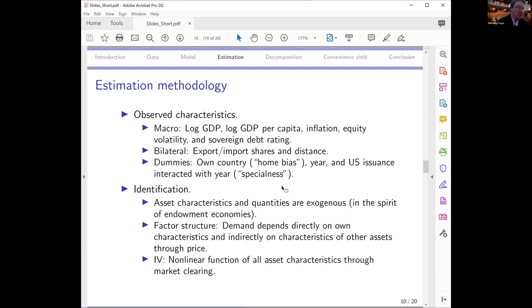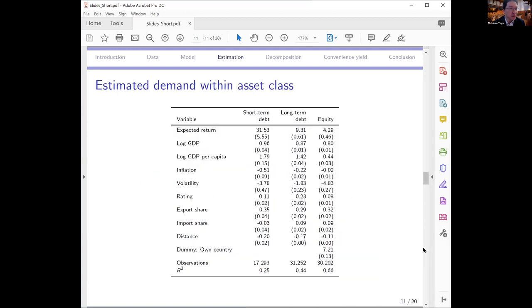And essentially it relies on the factor structure in returns that gives rise to, if you're willing to assume that asset characteristics and quantities, right? So everything other than asset prices are exogenous in the spirit of endowment economies, then you can aggregate these characteristics through market clearing to get an instrument for the price. Okay. So this is the estimated demand function within asset class.